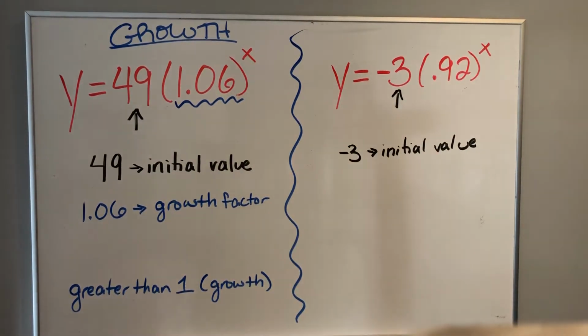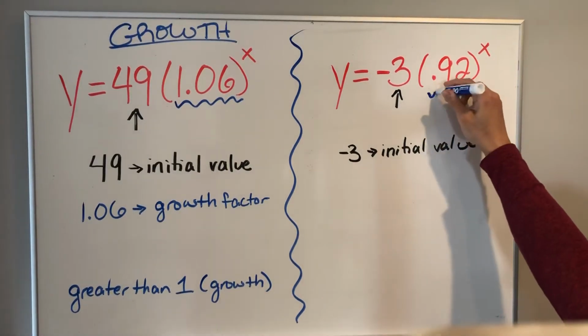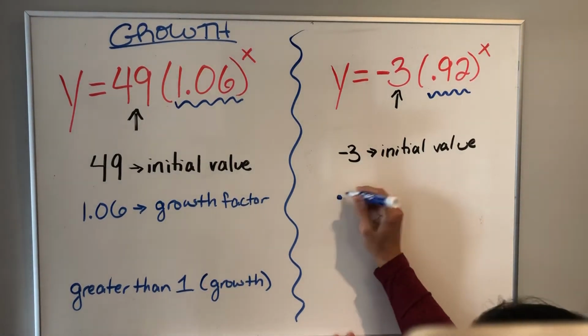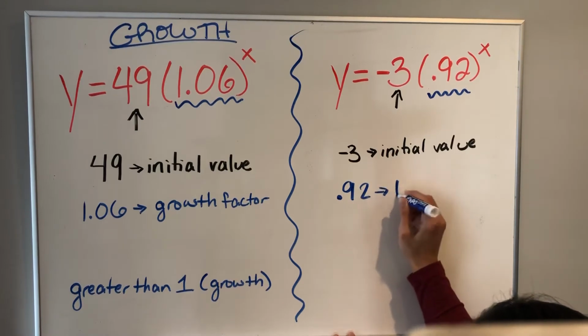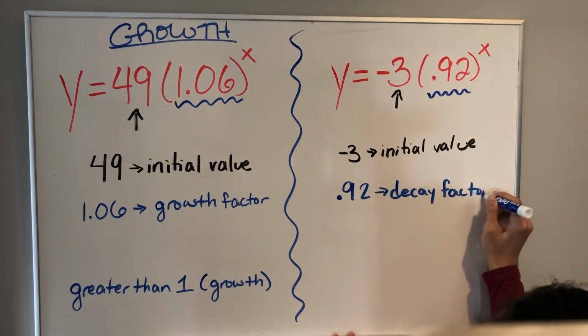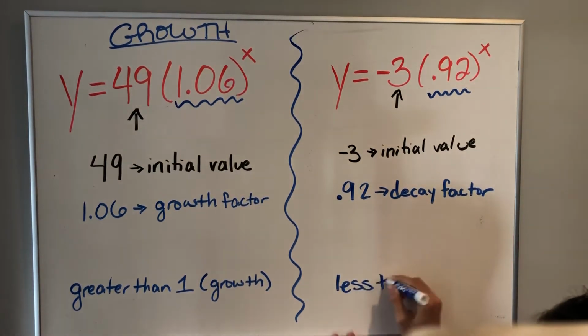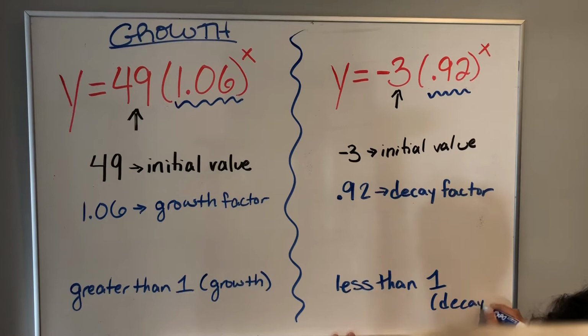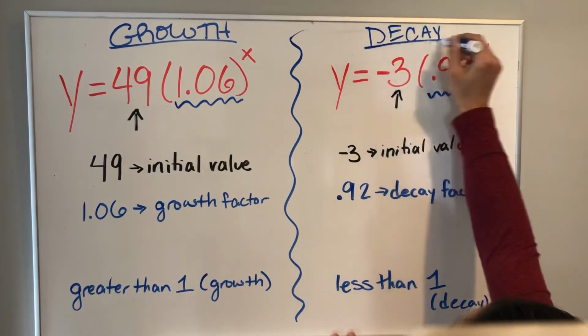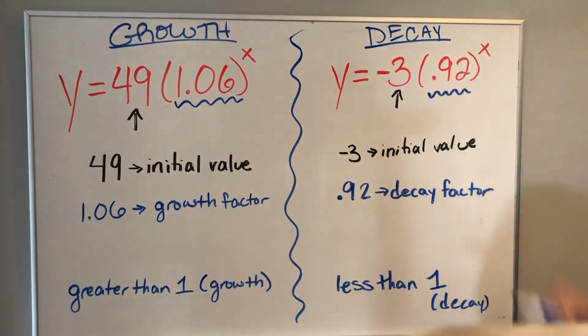All right, so let's look at the right side now. I look inside my parentheses, and we have 0.92. Now, if I was again to think about that like money, 92 cents would not be the same thing as having a whole dollar. So this is what we would call a decay factor. Decay means decrease. So it is less than 1. So that is decay. And up here, I'm going to write nice and big, decay. So again, I know it's decay because it's less than the number 1.